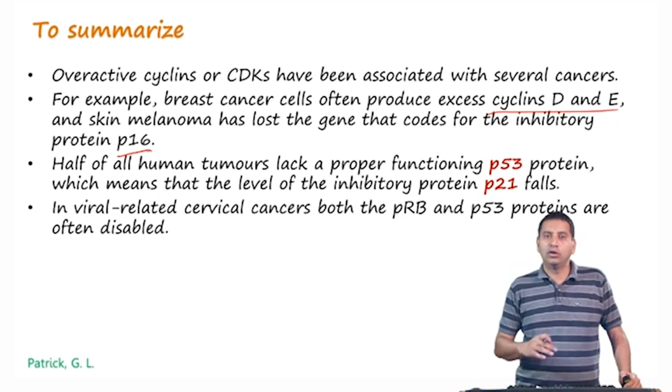Half of all human tumors lack a properly functioning p53 protein. p53 is the protein that monitors the health of the cell, which means that the level of the inhibitory protein p21 also falls. In viral-related cervical cancers, both pRB and p53 proteins are often disabled.